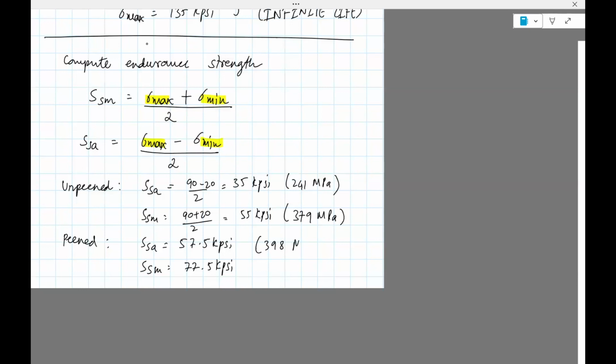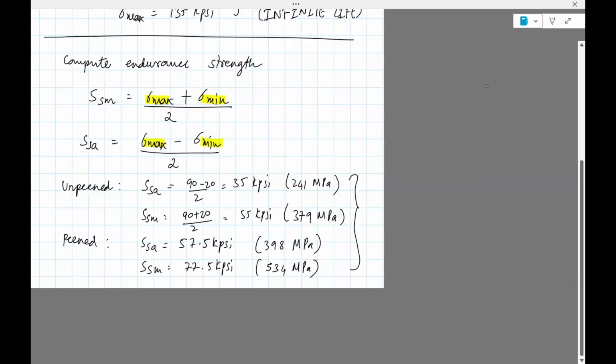398 MPa, 534 MPa. Okay, so we're getting to the design, but this is what we get. This is now going back to the mean and alternating stress, which we had used for the Goodman and Gerber criteria, right? So we're getting there through this. We have computed this. Now let's go to the design part.